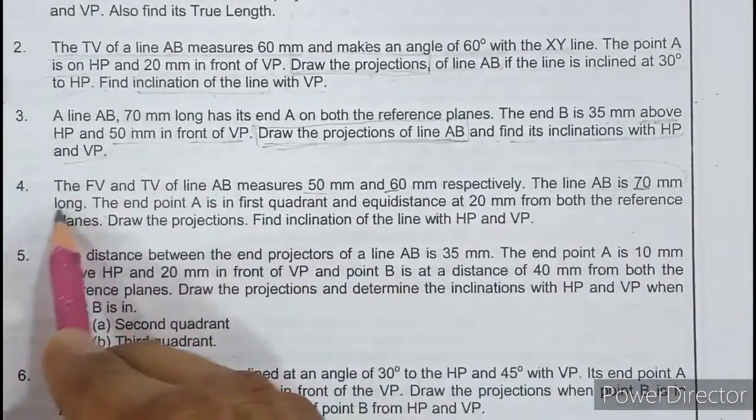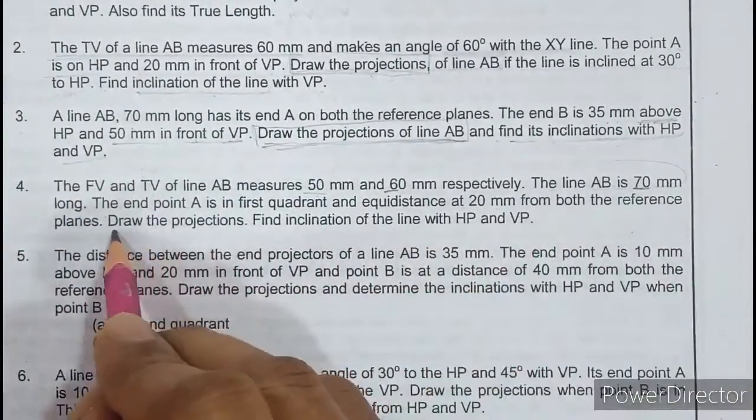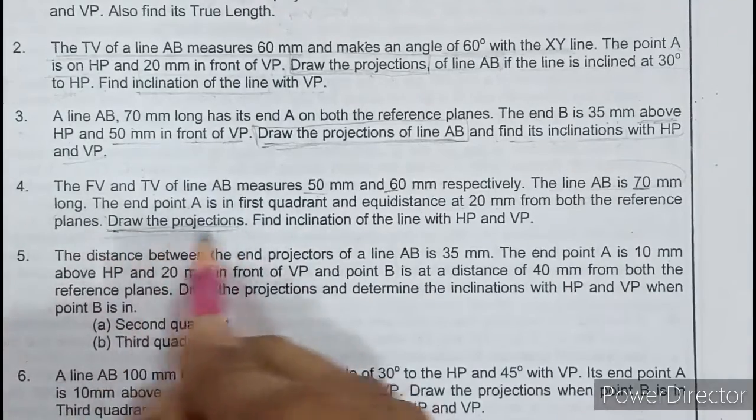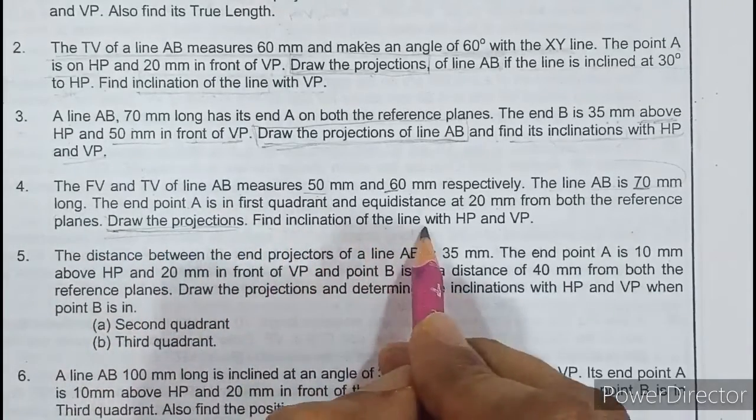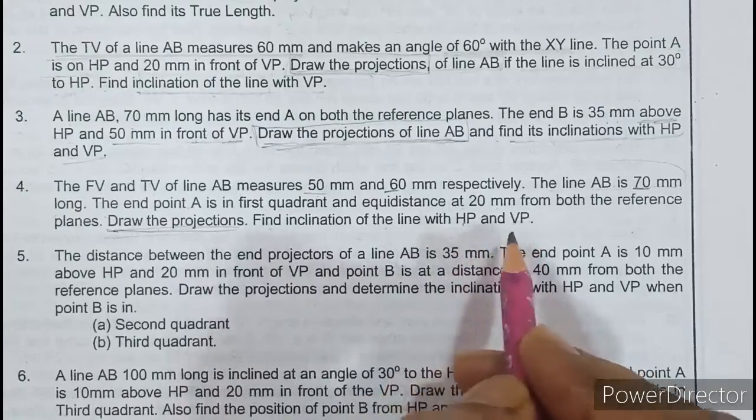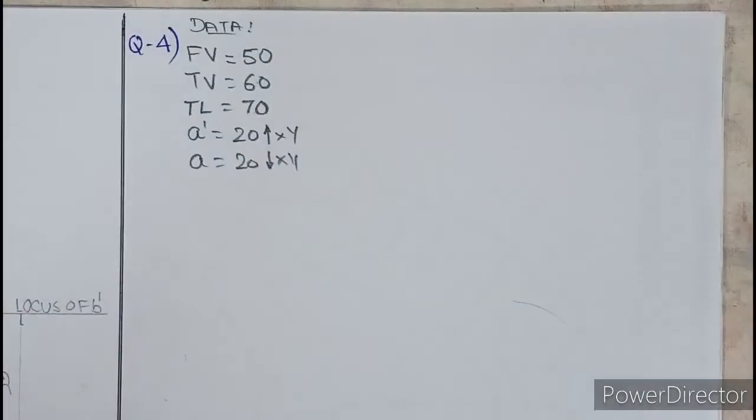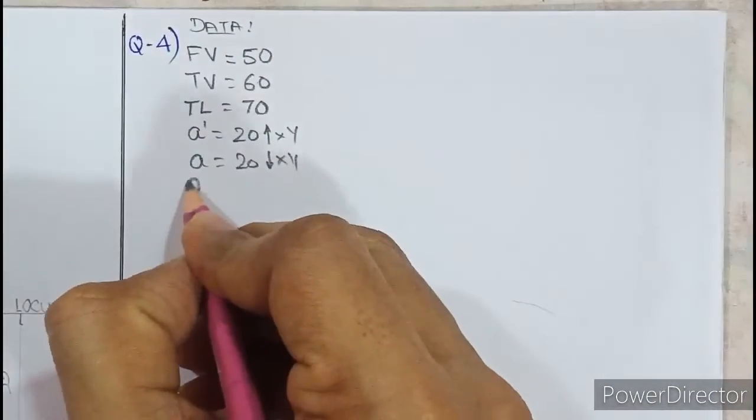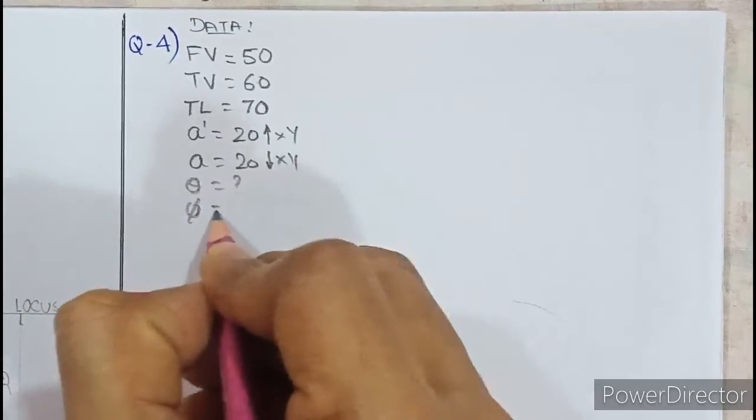Okay, so in question number 4 they've asked to draw the projections. So again you have to draw the front view and top view of the line, and find the inclination of the line with HP and VP. That means they have asked for theta and phi. So draw projections, and apart from that, find theta and phi.